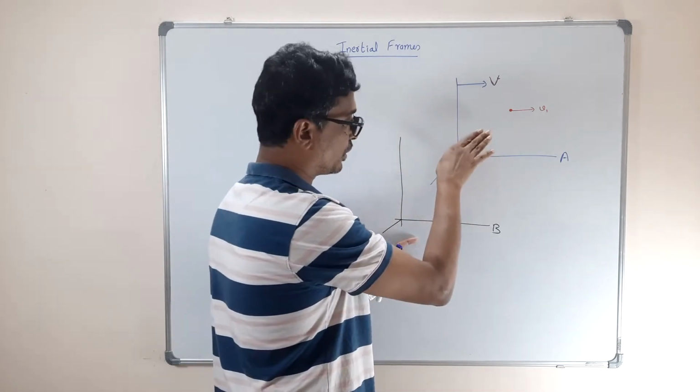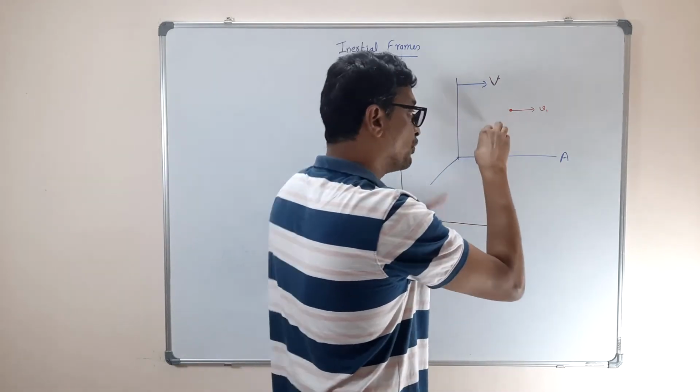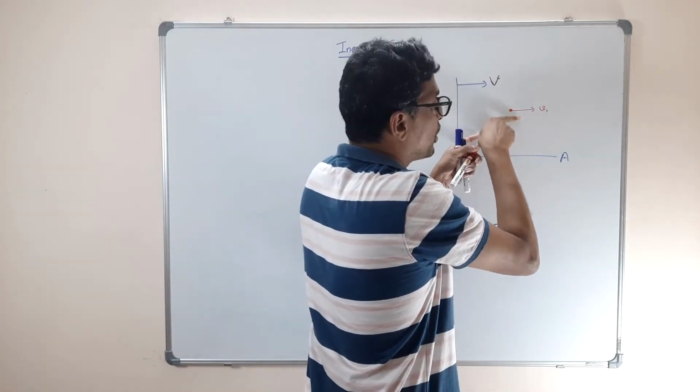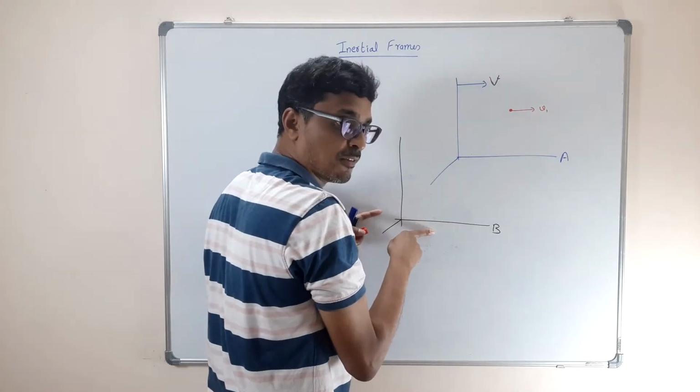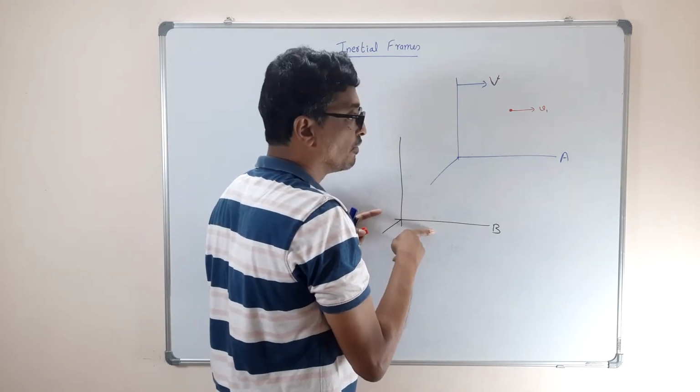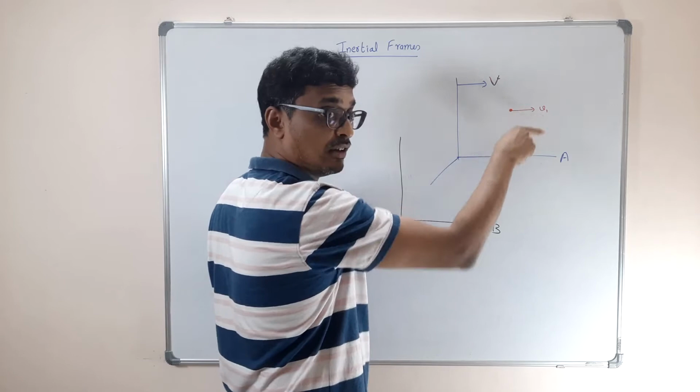So for this frame, this object is moving with a velocity v1. So what will it be for this other frame? It will be the same velocity v1, right? It won't have any acceleration.